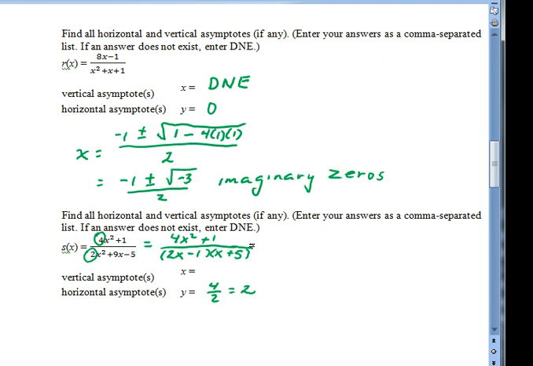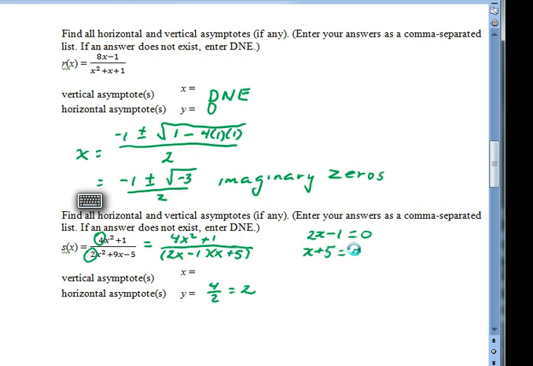So the zeros of the denominator are where 2x minus 1 equals 0 and where x plus 5 equals 0. So x equals 1/2 and x equals -5 are the zeros in the denominator, and the equations of those vertical asymptotes are x equals -5 and x equals 1/2. So 2 vertical and 1 horizontal asymptote that time.